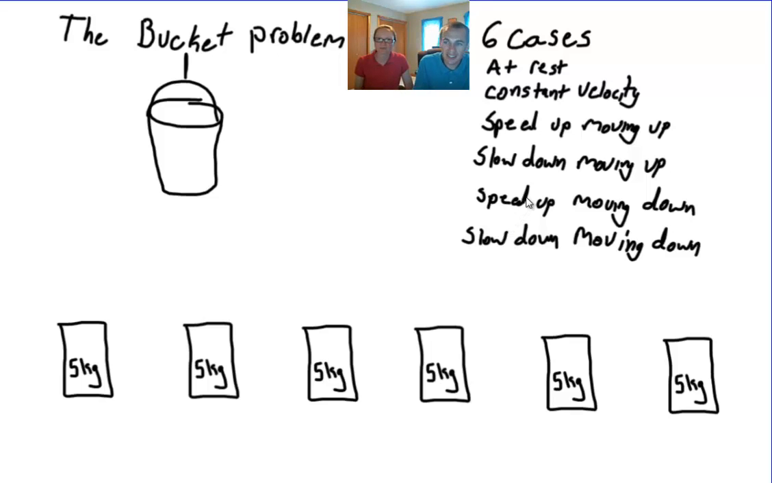Now, there's 6 distinct motions, but I say there's really only 3 cases here. I think we can condense some of these down because there's actually some very similar things happening. If we start with this first one, the at rest one, here I'm going to have my 6 different scenarios. So this is my at rest bucket, or just scenario 1. Let's do it that way. 1, 2, 3, 4, 5, and 6.